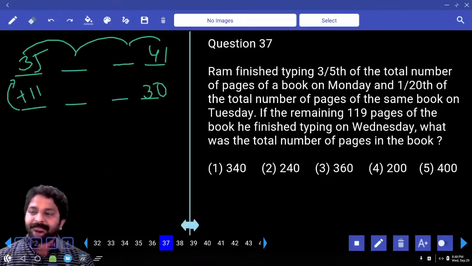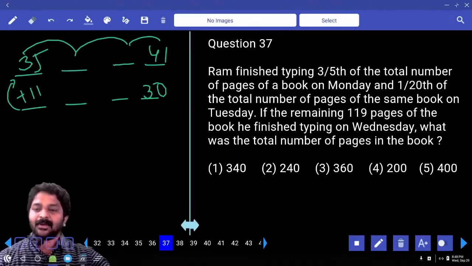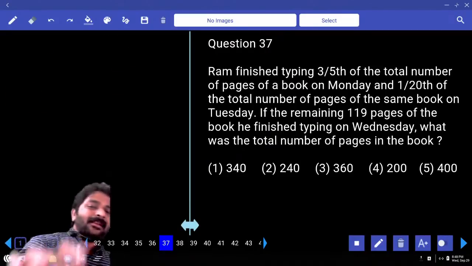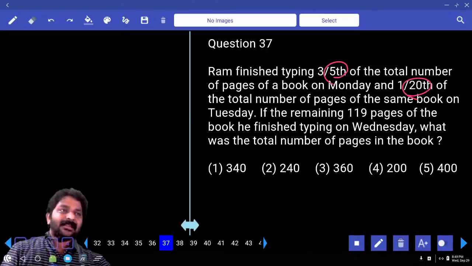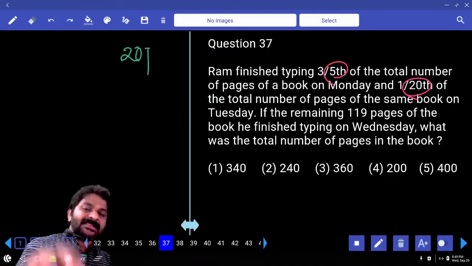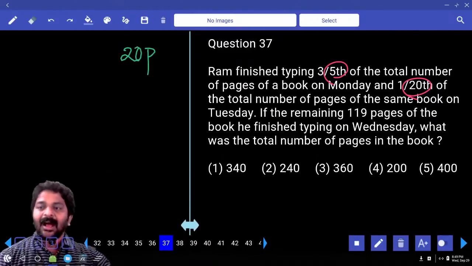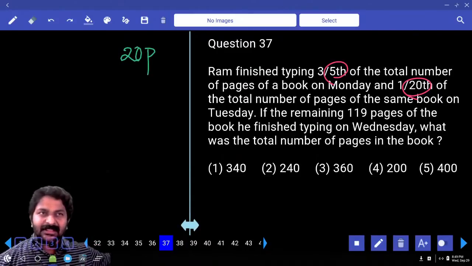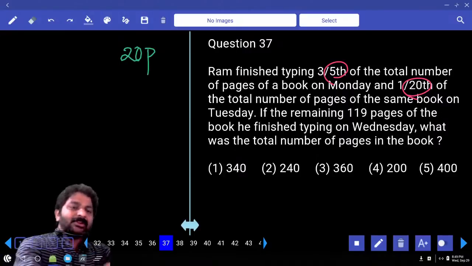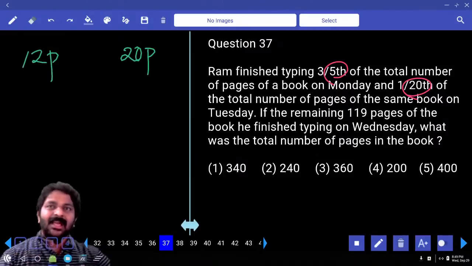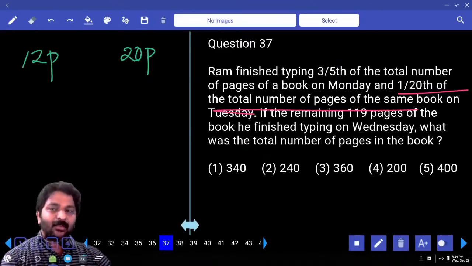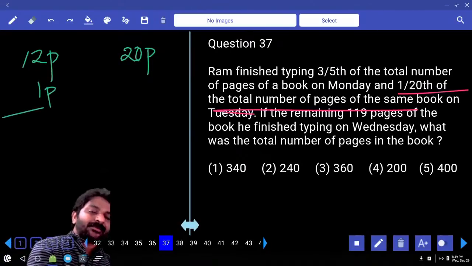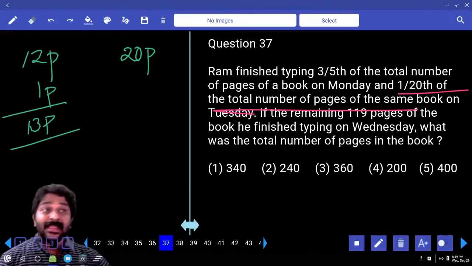Ram finished typing 3/5 of the total number of pages of a book on Monday, 1/20 of the total number of pages of the same book on Tuesday. So far we have two fractions. What is the first denominator? Second denominator? LCM? Let us assume we have 20 parts of number of pages. On Monday 3/5. What is 1/5 of 20? 3/5, 12 parts. So these many number of pages were done on Monday. Next, 1/20th of pages were typed on Tuesday. 1/20th of 20, 1 part. So far how many parts done? And how many are remaining?